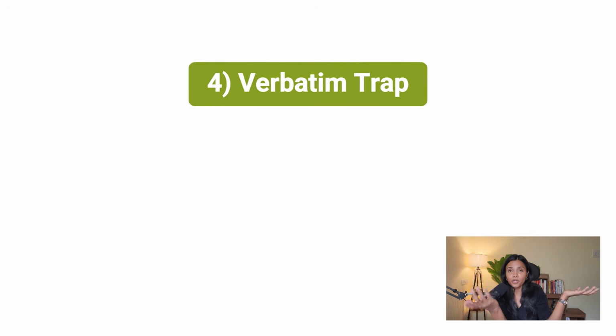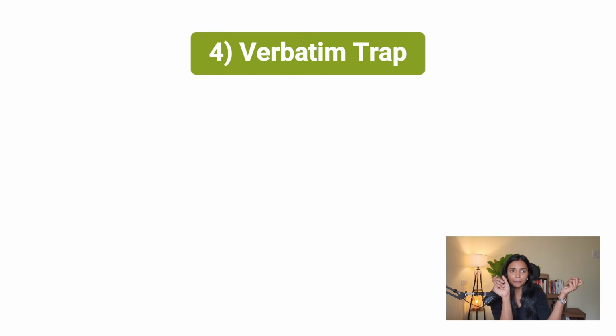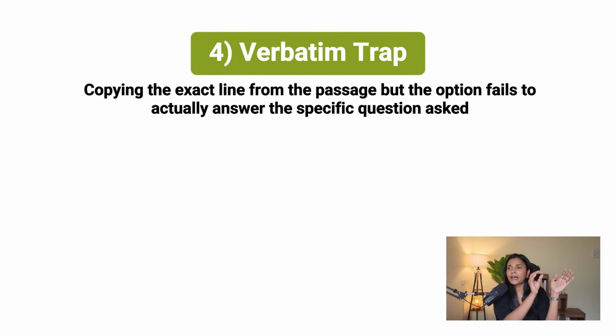The next method is the verbatim trap, and it's very interesting because a line is taken from the passage exactly word to word, not a single word changed, and students think that since it's exactly from the passage, this is definitely the right answer. But they miss the fact that the option has to answer the question being asked. That line is there in the passage, but you have to see: does that line answer the question?